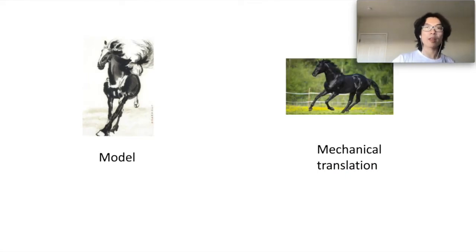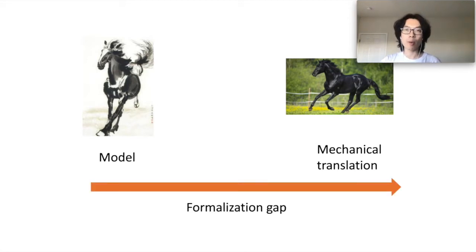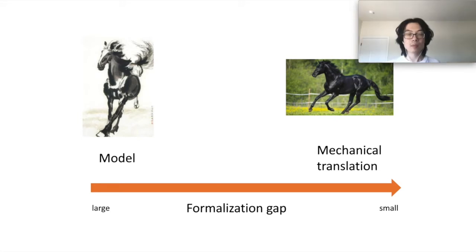Now, we have discussed two different approaches of translating a program, namely the model approach and the mechanical translation approach. I want to discuss one thing that they have in common, that is the formalization gap. Even though one has a large formalization gap and the other has a small formalization gap, the formalization gap exists in both of these approaches, and it is not something that we can eliminate. What does this mean? A formalization gap is the difference between the original program and the program we actually reason about. What this means is that no matter how hard we try, because of the existence of the formalization gap, we are always verifying something different from the program we actually want to reason about.